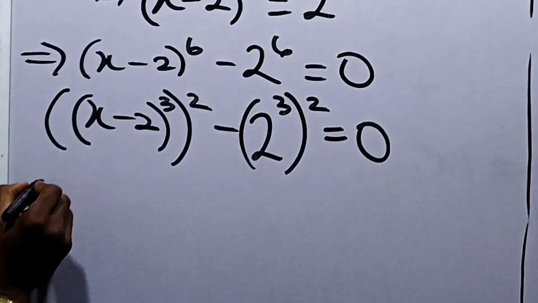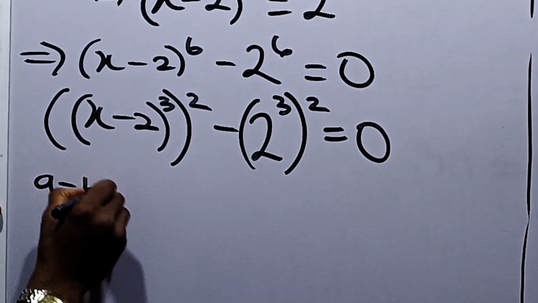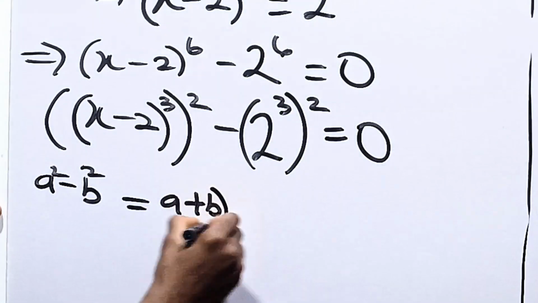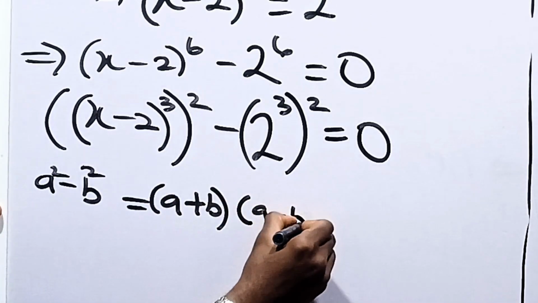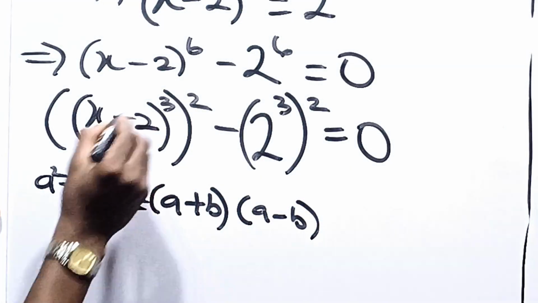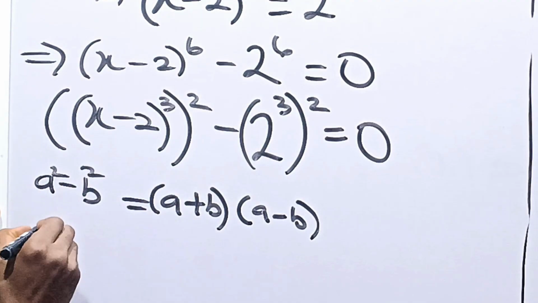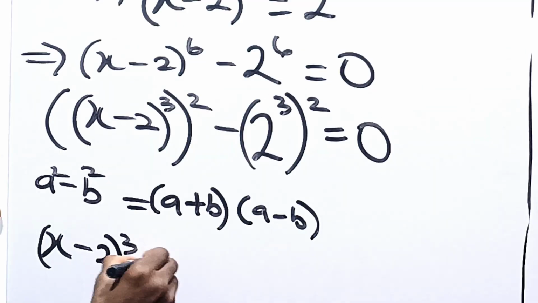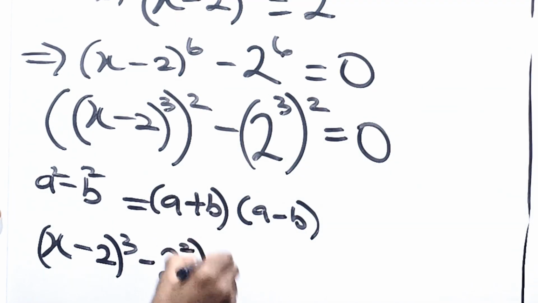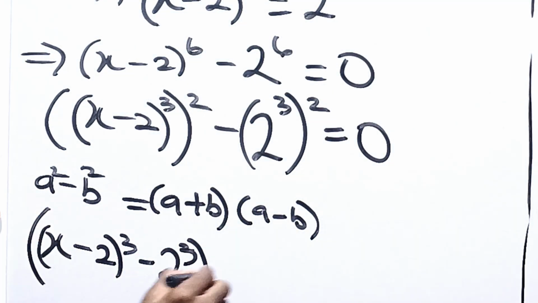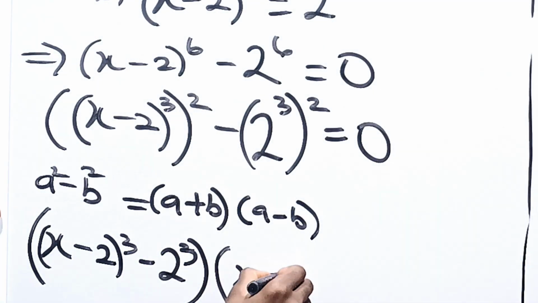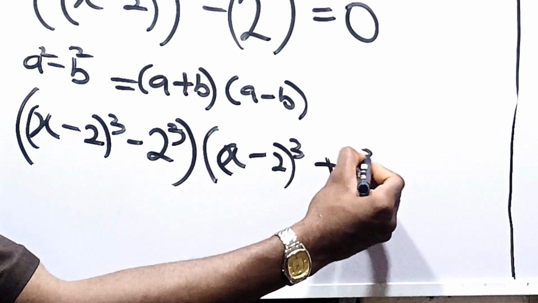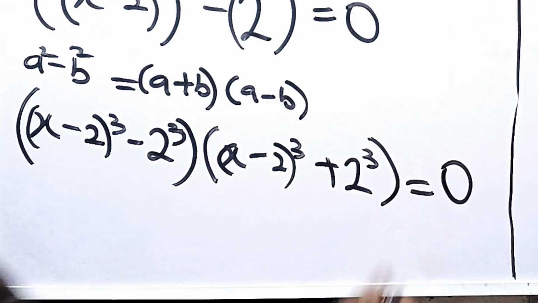And recall that the law of difference of two squares says if you have a^2 - b^2, it is equal to (a + b) multiplied by (a - b). Okay? Now, applying this law here, we're going to have the first term minus the second term. So (x - 2)^3 - 2^3, alright? Multiplied by (x - 2)^3 + 2^3, okay? And this is equal to 0.